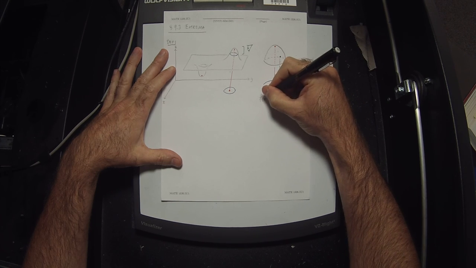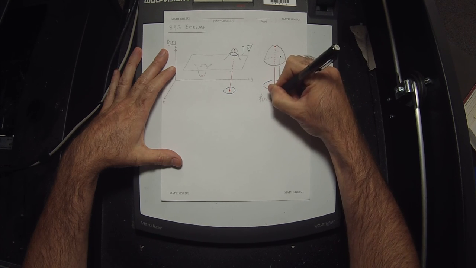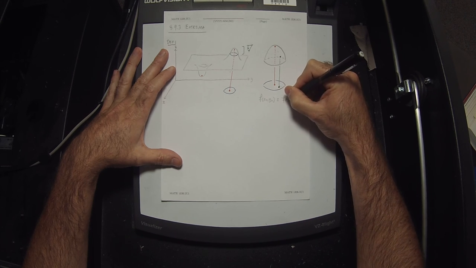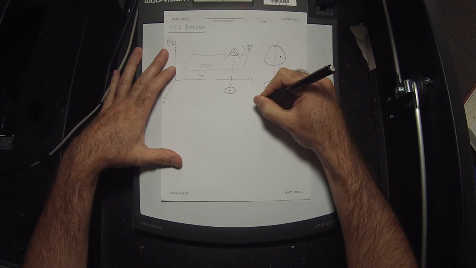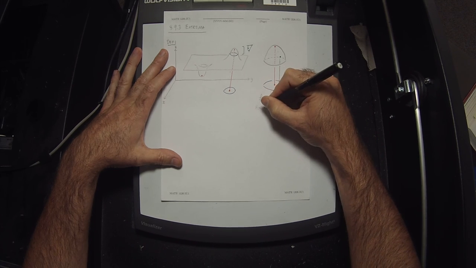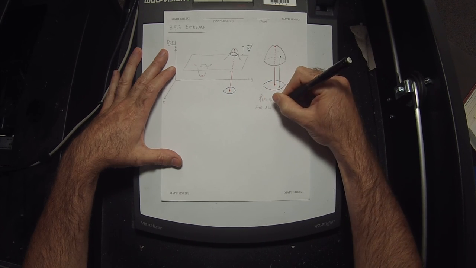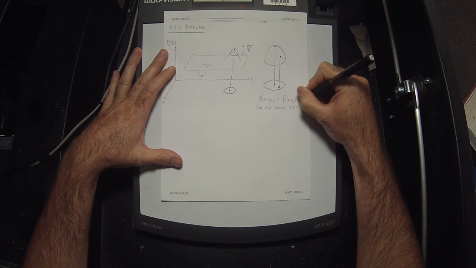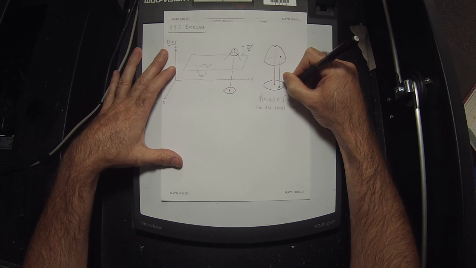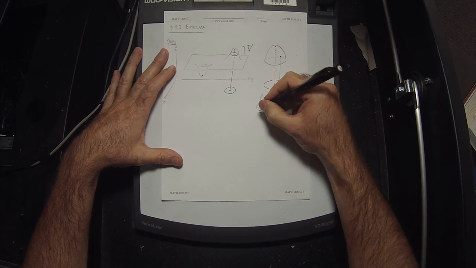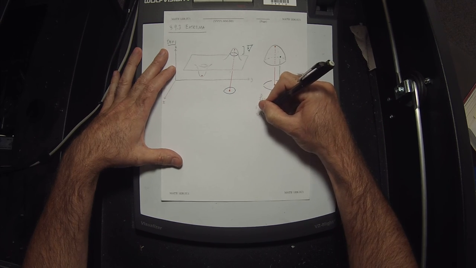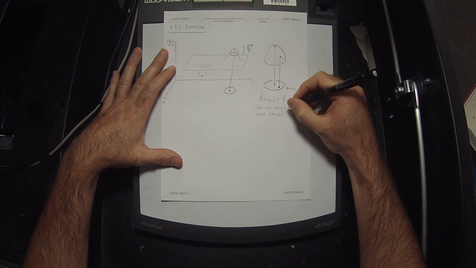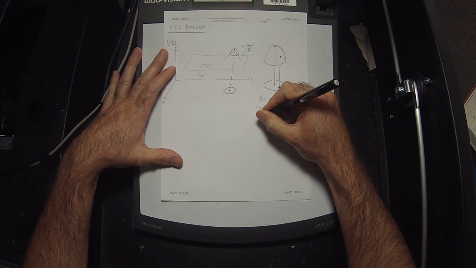So f of x naught, y naught, greater than or equal to f of x, y for all x, y in the circle, says that x naught, y naught is a local maximum.